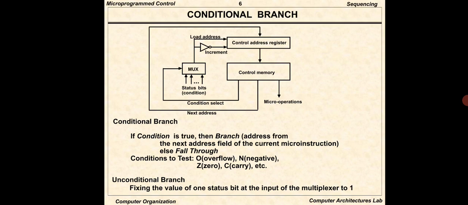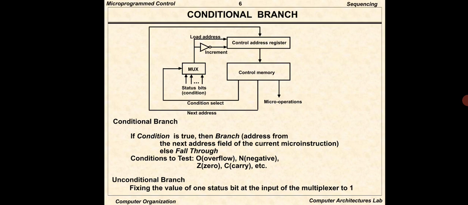So this output is used for the loading of our address into the control address register. Based on the control address register, that address goes to the control memory and it performs the micro operations. Now, in this control memory, based upon the conditional and unconditional branch, this MUX will select one particular bit, and that particular address is loaded into the control address register.